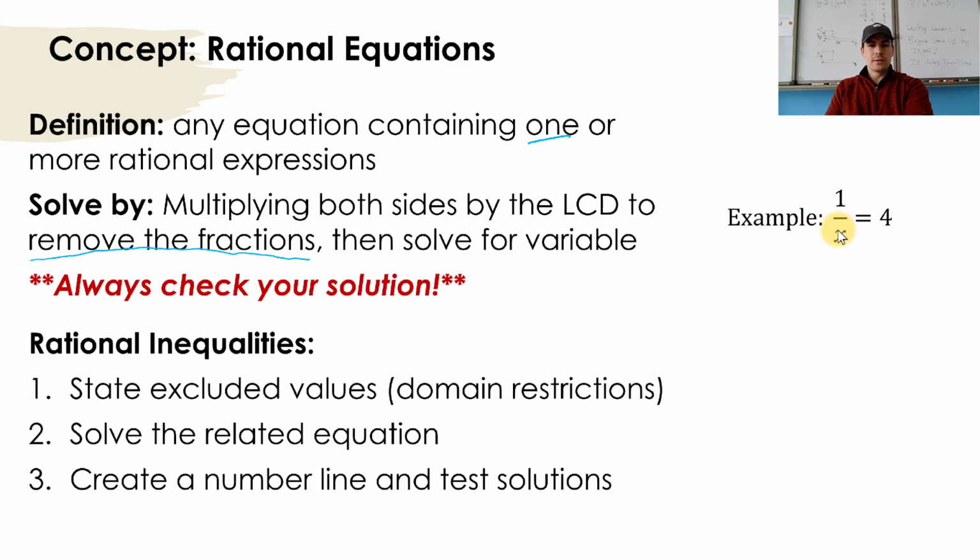We also are going to take a look at rational inequalities. A few more steps that we need to take here. Again, we're going to state any domain restrictions, so any values that create a 0 in any of our denominators. And then we're going to solve the related equation, so we turn our inequality into an equation and solve that. Then we need to create our number line and test the solutions for each interval on that number line. An example here again would just be 1 over x is less than 4. Something that simple is considered a rational inequality.